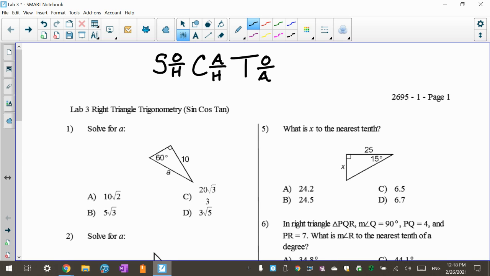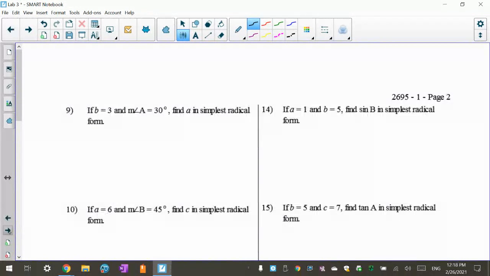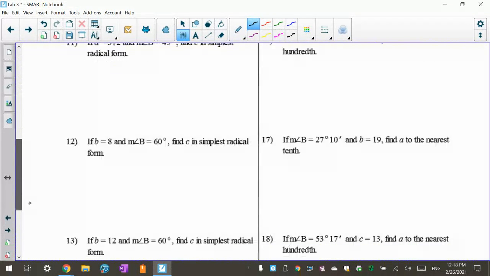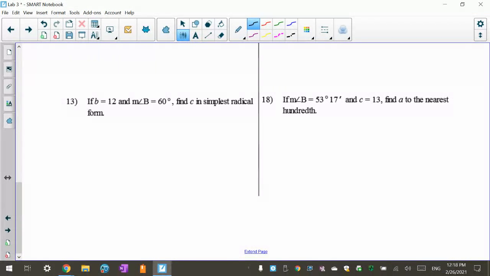Okay, this is for my pre-calculus class. This is lab 3, the right triangle trigonometry for sine, cosine, tangent. I already did one video that covered a few problems, the basics of 1, 2, 3, and 8. So this video is to continue on and to do some more problems. I'm going to start on this one where I left off on the other video, and I'm going to start on 13.